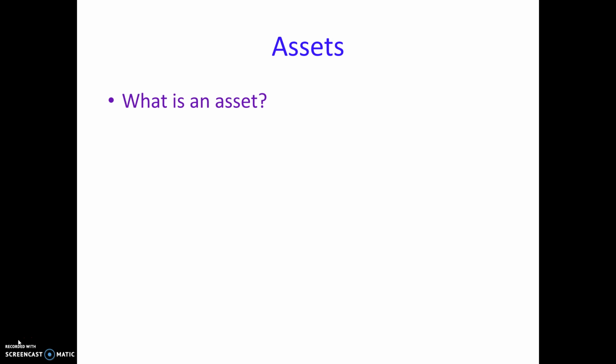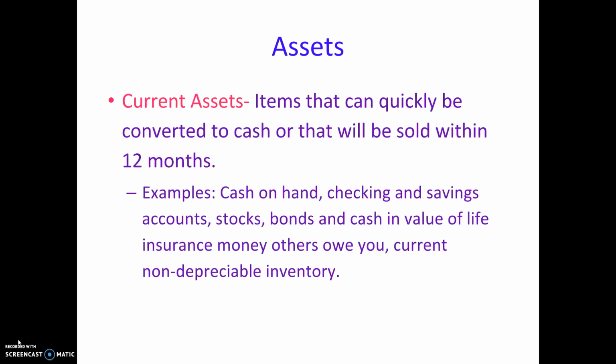So what is an asset? I think of an asset as something that puts money in your pocket. So something that either makes money for you, or if you sell it, you can receive cash for it quickly. There's two types of assets. The first one that we're going to talk about is a current asset.